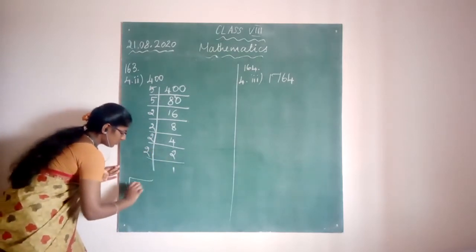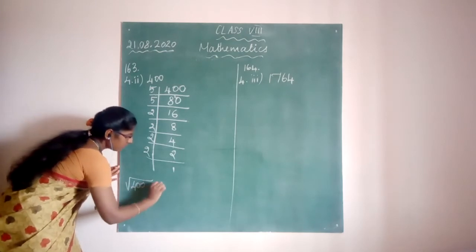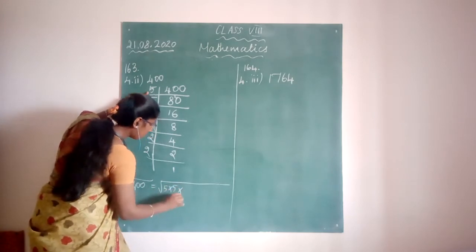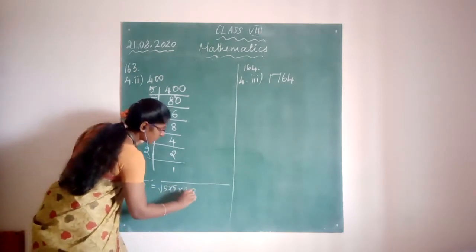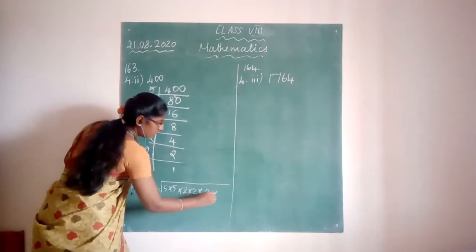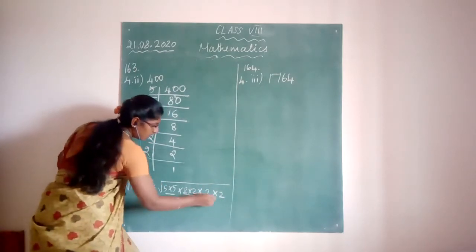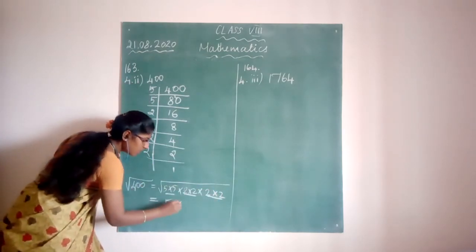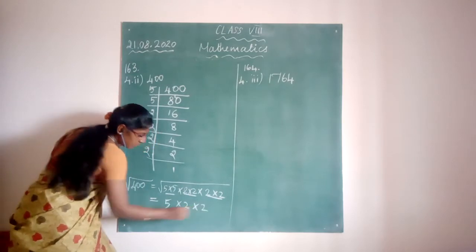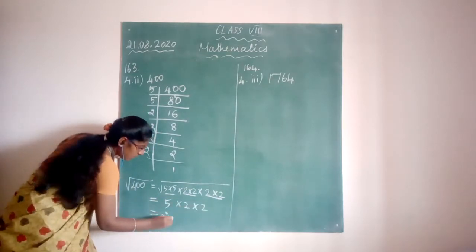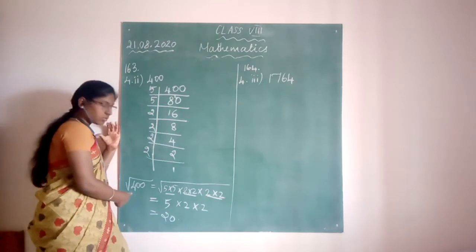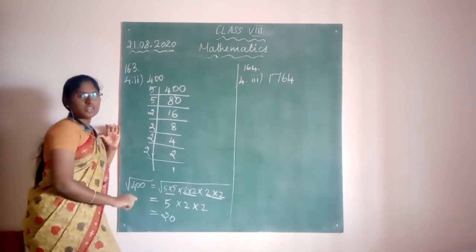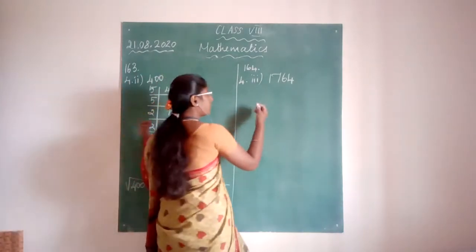Okay, so square root of 400 is equal to square root of 5 into 5 into 2 into 2 into 2 into 2. Okay, so you have a pair of 5, a pair of 2 and a pair of 2. So take 5 outside from here and 2 outside from here and 2 outside from here. So the answer is 5 2s are 10 and 10 2s are 20. Is it clear? So square root of 400 is 20 and 20 square is 400. Is it clear? Next, coming to 1764.